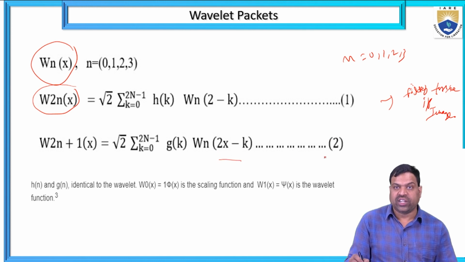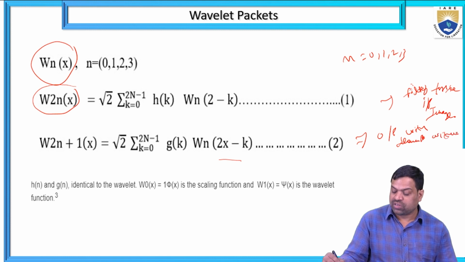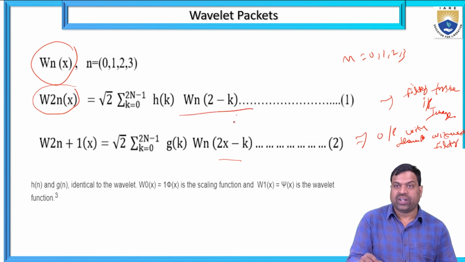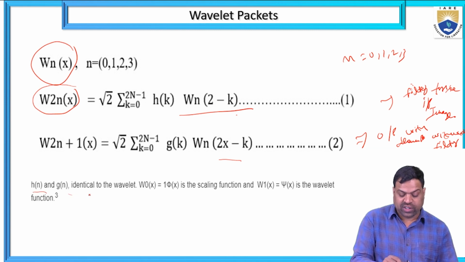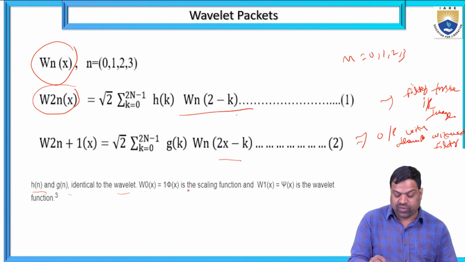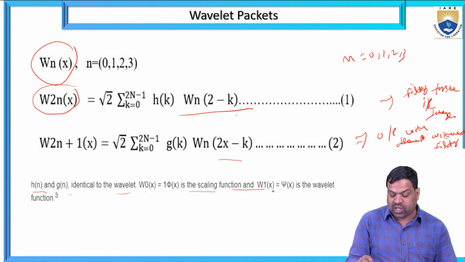Okay, in that equation, what we are accessing is the output with decomposition without filters. In the first method we are applying the filters. In the second method, in the decomposition we are removing the filter. Why? Because we are already getting the output, so there is no need of filters. So h of n and g of n are identical to the wavelet. W0 of x equal to phi of x is the scaling function, and W1 of x equal to psi of x is the wavelet function.